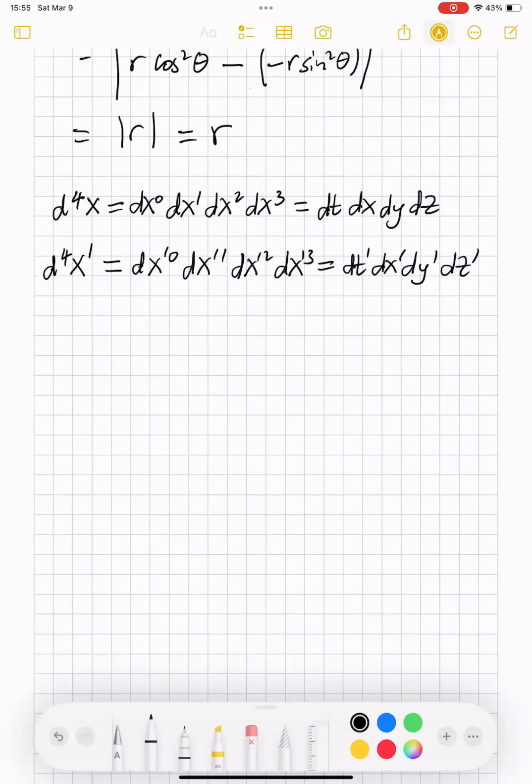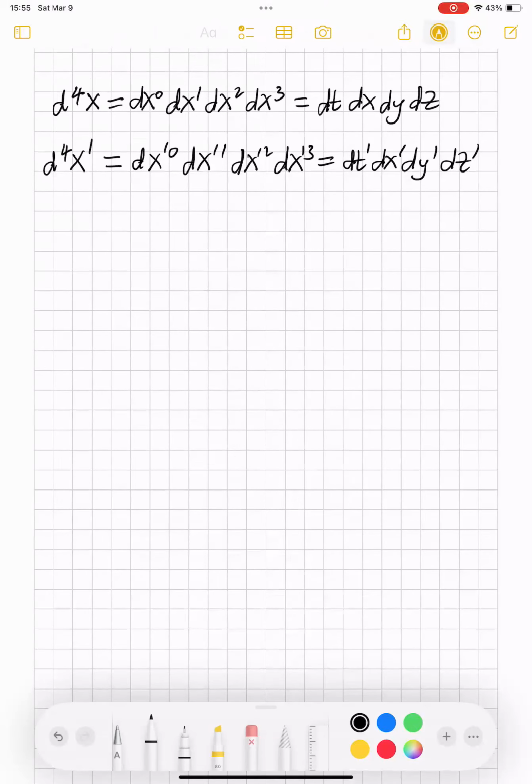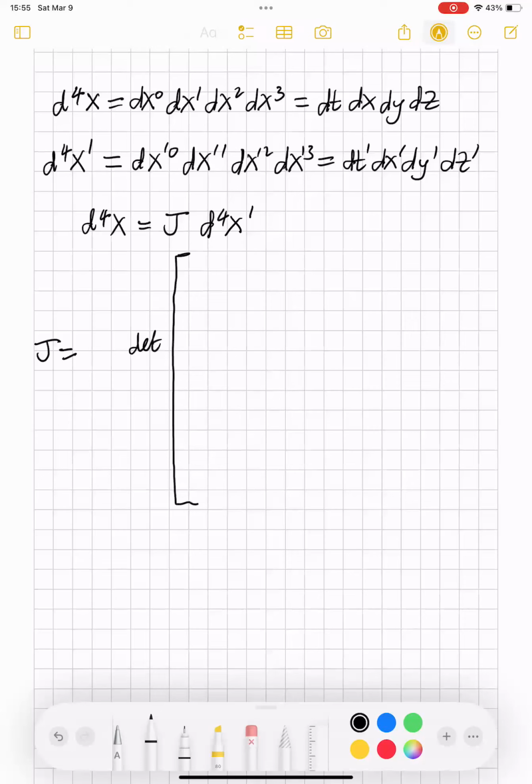And we would like to know how are these two integration measures related? Well, we know the answer. d4x will be equal to the Jacobian times d4x prime. Let's just write down what the Jacobian is, okay? We'll just do it in complete gory detail because, well, let's just try to be as explicit as possible.